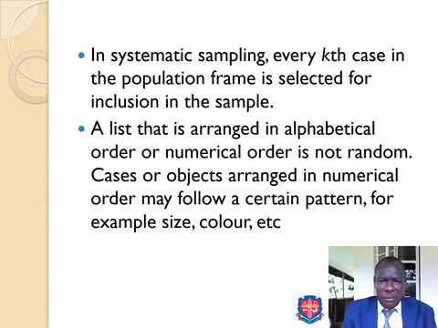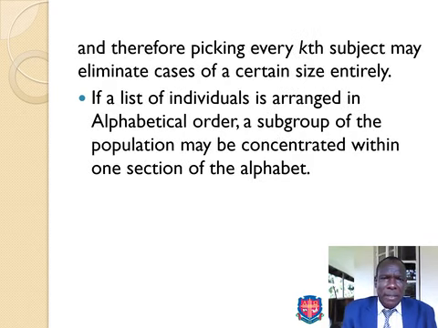From A to M, you might not find many, and after N, you might not find many. So systematic random sampling may not help if you are using alphabetical order. Therefore, picking every case subject may eliminate cases of a certain size entirely. So if, for example, the interval is 24, you will find maybe only 3 or 4 Baganda in your sample, if the majority of them are under N and M.